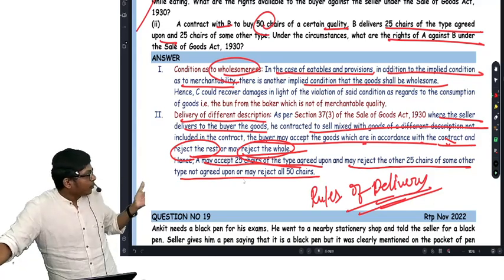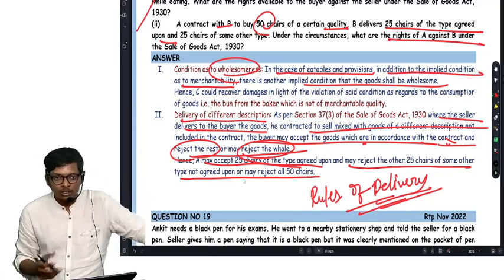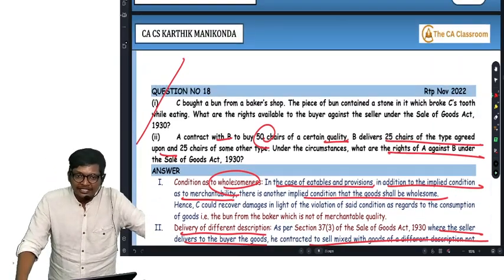You can also write one more point. If he wants, he can accept all the 50. But who would do that? You don't want a non-veg pizza, you ordered a veg one. Will you accept? Very rare scenario. Are you following, guys? Question 18.